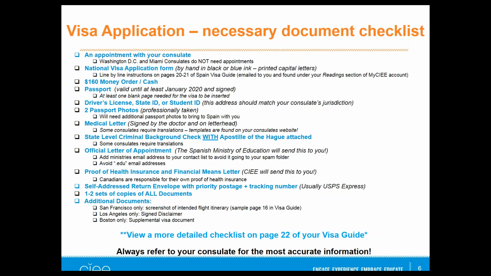The Los Angeles consulate has a signed disclaimer that they also need to have turned in with the application documents. And then the Boston consulate, as I mentioned before, has a supplemental visa document that they need you to fill out. Again, all of this and even a more detailed version of this is going to be on page 22 of your visa guide. Always as well, refer to your consulate for the most accurate information.